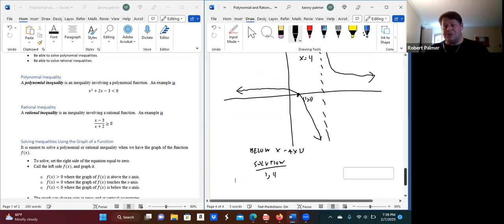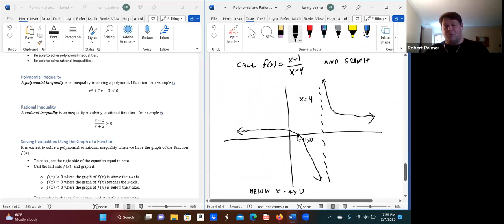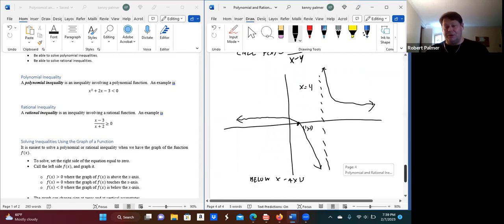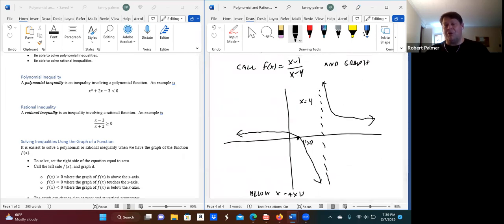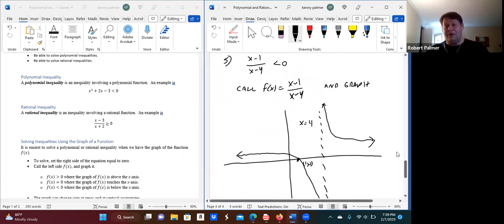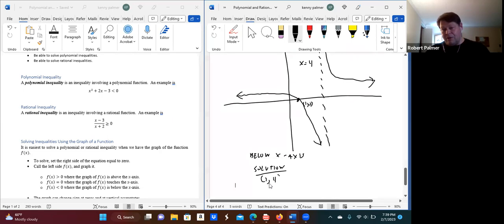In this case, since it's strictly less than, the 1 is not included because at 1, it's actually equal to 0. And with a vertical asymptote, we always use parentheses because the graph can never cross it, no matter what our inequality sign is, even less than or equal to, so it can never actually be included. So our solution is 1 to 4 with our endpoints not included.